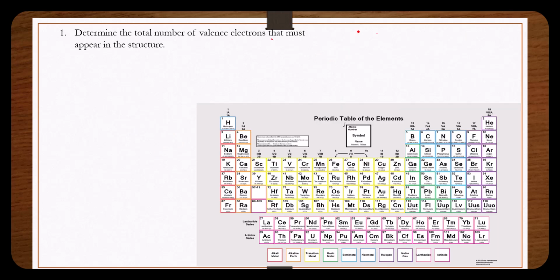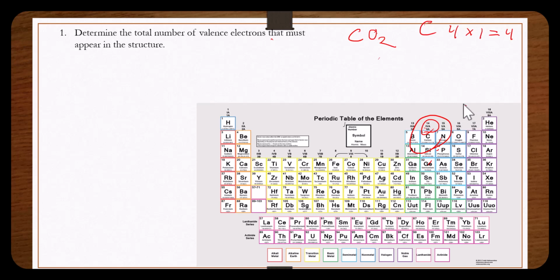This next molecule, I want to draw CO2, carbon dioxide. So our first step is to determine the total number of valence electrons that must appear in the structure. So we can find carbon on the periodic table. Carbon has 4 valence electrons, and there's 1 carbon. The carbon element gives us 4 valence electrons.